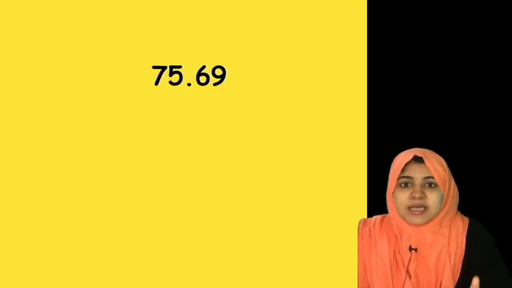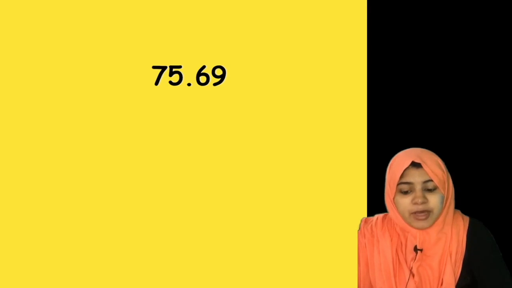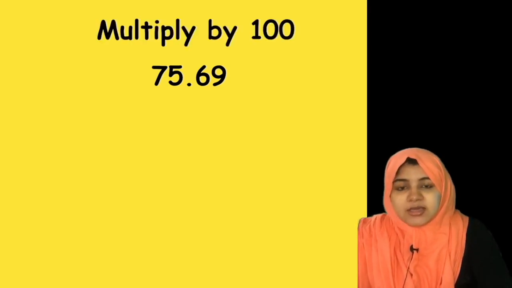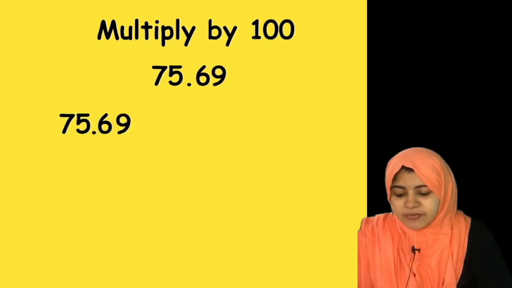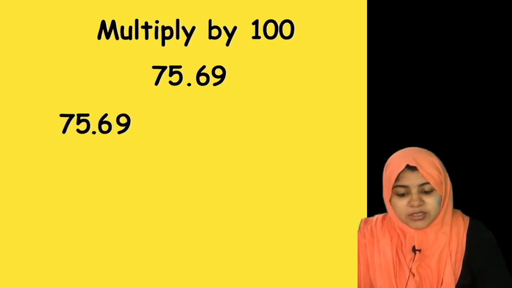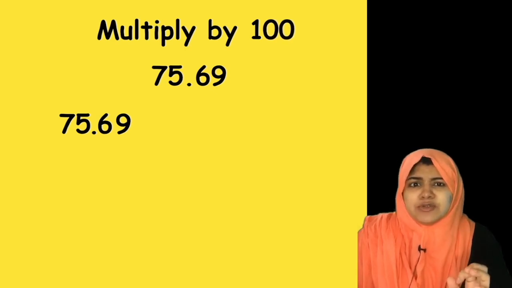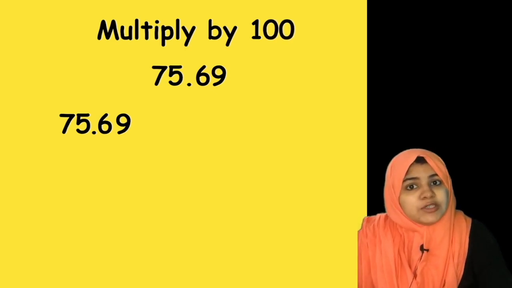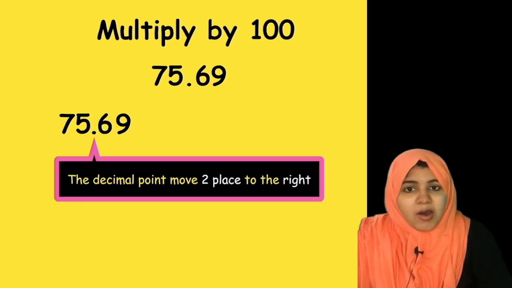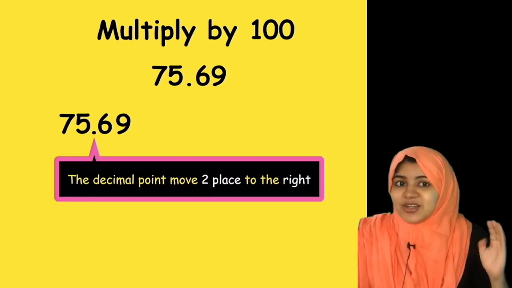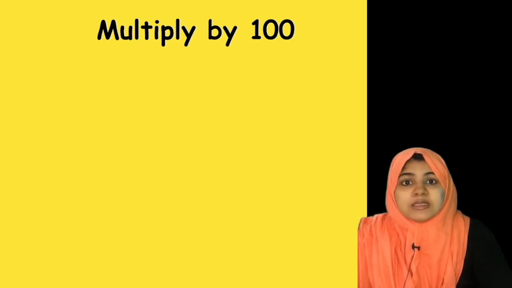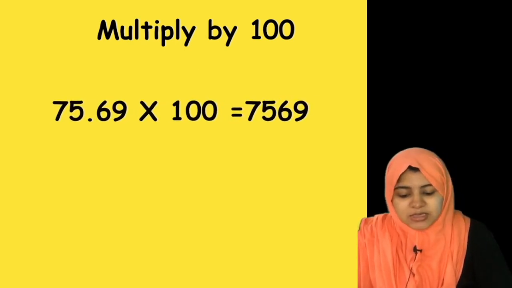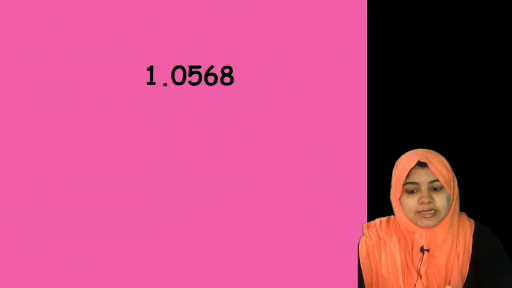Now, let's take another decimal number, 75.69. Here we are going to multiply by 100. See, 75.69 multiplied by 100. In 100, we have 2 zeros. So, we have to move the decimal point 2 places to the right. See, we are moving 2 places to the right. So, the answer is 7569.